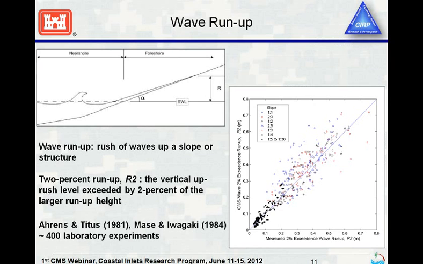For calculating wave run-up, it uses the 2% run-up. There's a couple little acknowledgments there on where we got some of the information from, but this is a relatively new addition to the waves, but it can be activated in the model control today.